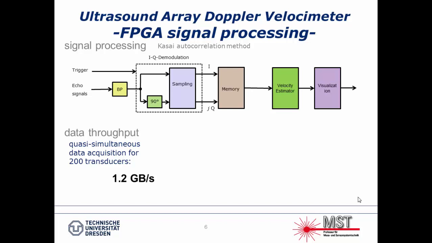Our signal processing is quite fast. We get the echo signals, we do an IQ demodulation, and then we have an autocorrelation-based velocity estimator, and later we can visualize it. For our current measurement configuration, we get a data throughput of about 1.5 gigabytes per second. After the IQ demodulation, it's reduced by a factor of 10, which means we get 120 megabytes per second. This is the amount of data we can at least store and process later.